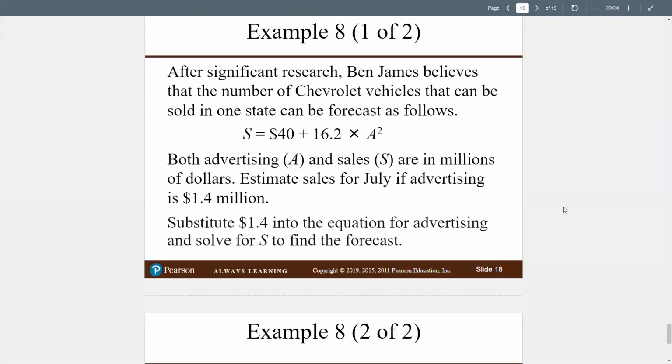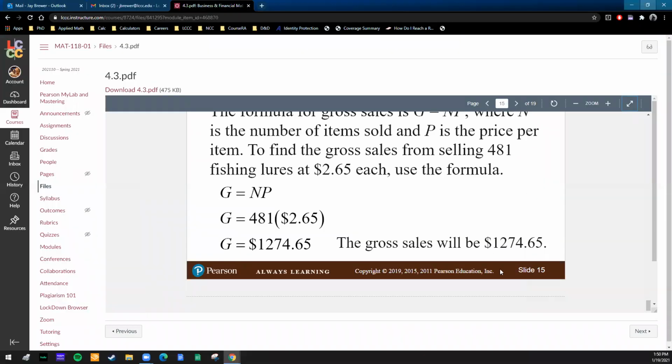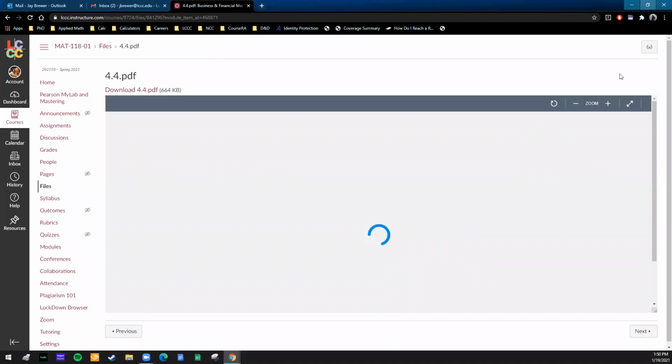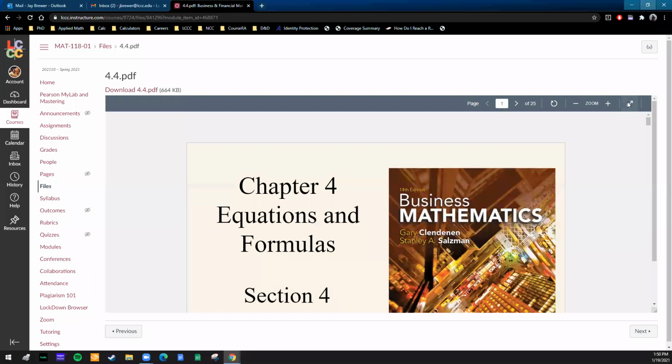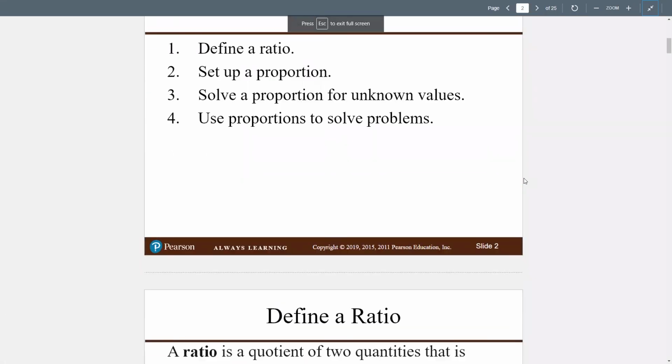Any questions on what we've covered so far in chapter 4? I don't know if there is a chapter 4.4. Of course there is. We'll get there. I think that's the end of it. Oh, good, it is. Okay. Ratios and proportions.